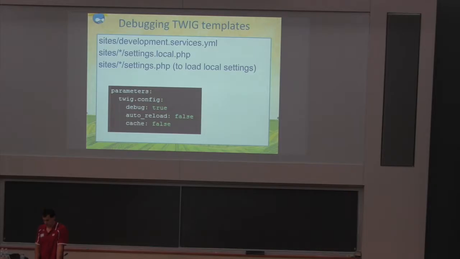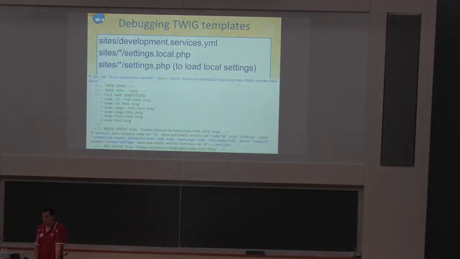But what the Twig config debug does is it adds this to generated HTML. So maybe a little bit hard to see, but it says the file name suggestions up here. So the X is the Twig file that's being used, node.html.twig. And it tells you where it's being loaded from. So themes, pistachio, templates, node.html.twig is where it's being loaded from.